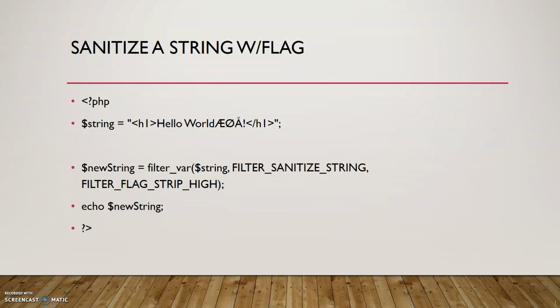Here's an example of how we're going to sanitize a string with a flag. We set a variable string equal to h1 hello world, and then these weird characters, an E, O, A, an exclamation point. This is actually quite common, because a lot of times we want to put in a heading, but we don't want to see the h1 tag. So it's going to take out those h1 tags and these weird characters right here. If we run this code in the web page, it's just going to say hello world.